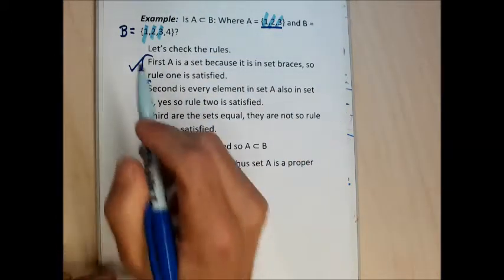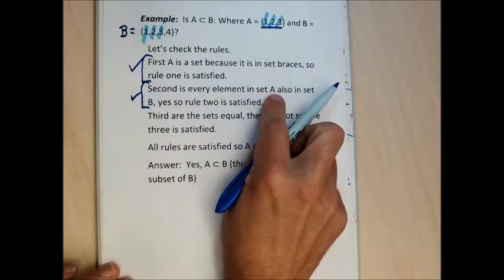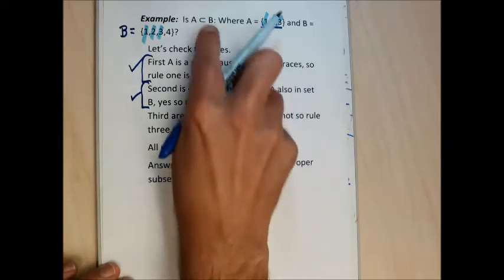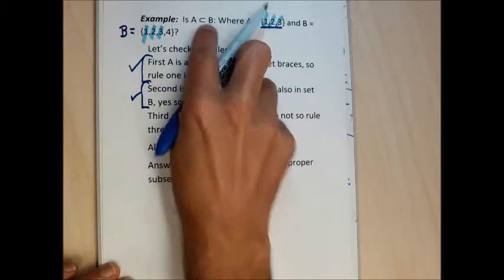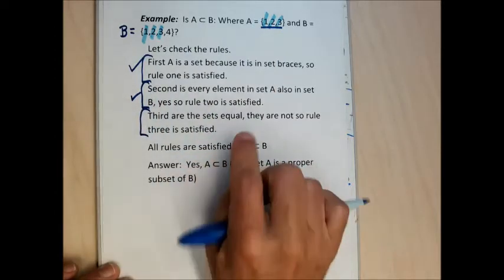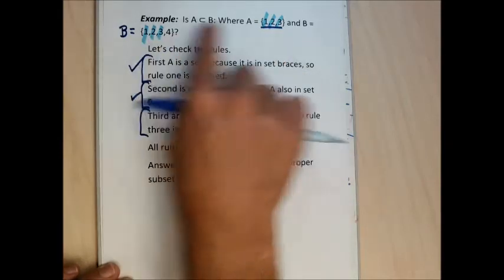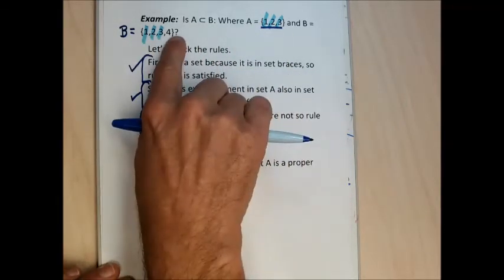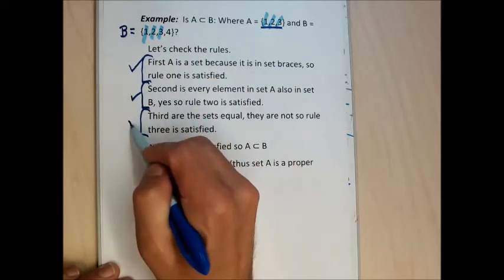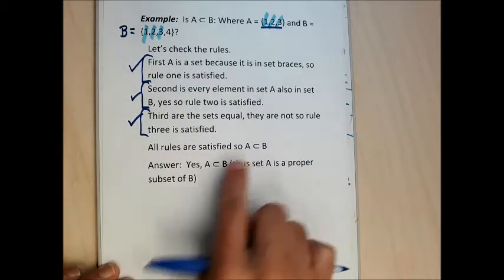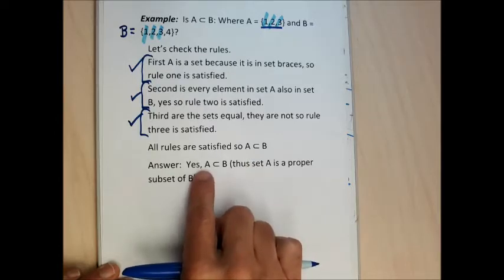So I satisfied the second criteria that every element in set A is also in set B. But I have this third criteria for the proper subset symbol. The third criteria is the sets can't be equal. If the sets were equal, I'd have to answer no to this question, but these sets aren't equal because B has an extra element that A doesn't. So the third criteria is satisfied. All three rules are satisfied, so we say A is a subset, a proper subset of B.